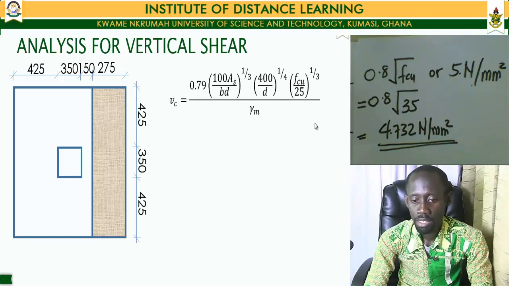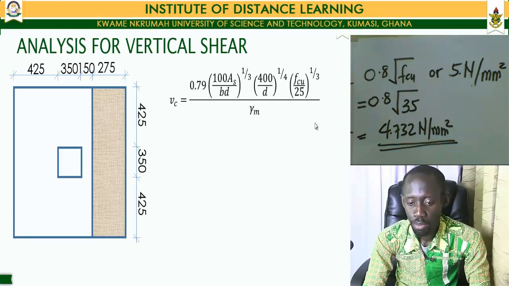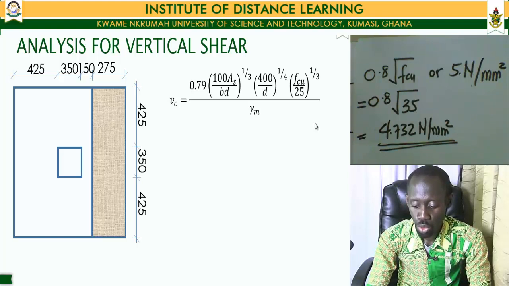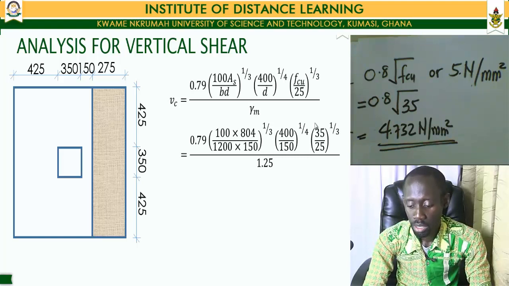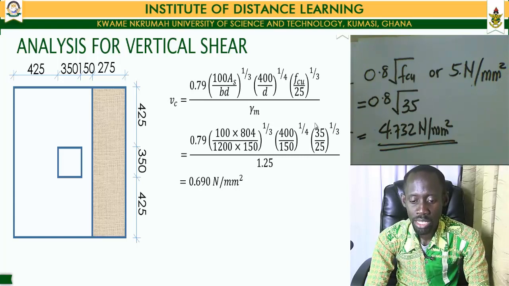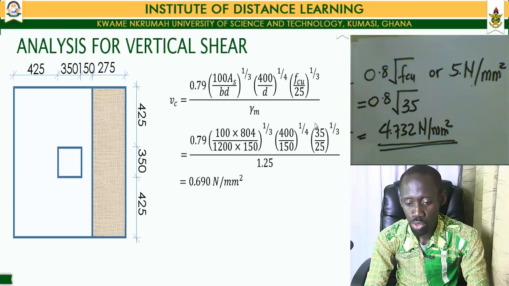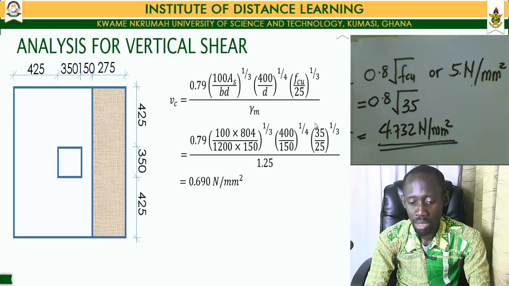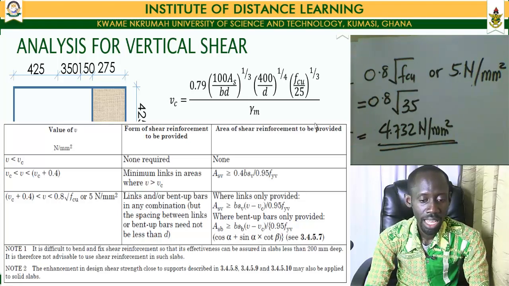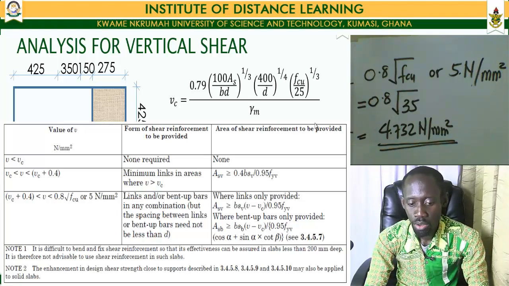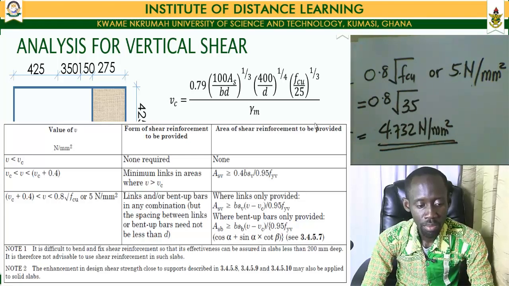The shear capacity for our pad foundation, as we saw in our slab design, is given by the formula that is being shown on our screen. Substituting our values into the formula gives us a shear capacity of 0.690 newtons per millimeter squared. Having arrived at this shear capacity value, we'll now move back to the BS code and see what provisions are made for the design of shear when it comes to slab elements. So we take a glance through our BS code, and this is a table that is used for the design of shear reinforcement in slabs.